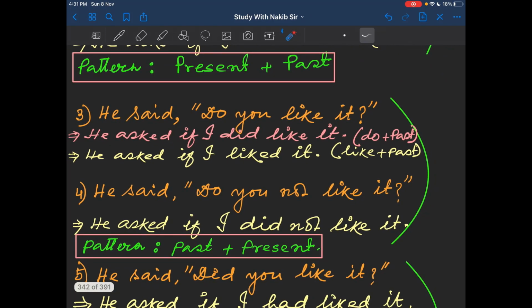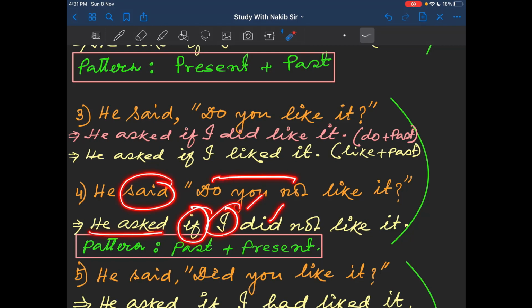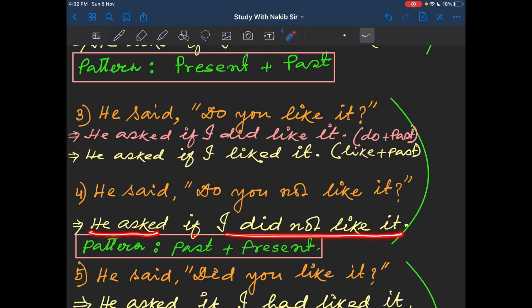Now see your fourth question. He said, do you not like it? See the thing. He asked if, everything is the same here, you will be I, and do will become did here, because the reporting verb is in the past tense. So the reporting verb is in the past tense, so the reported verb will be the corresponding past in the indirect narration, you have learnt in rule 4 of your narration change rules. So your answer is, he asked if I did not like it.